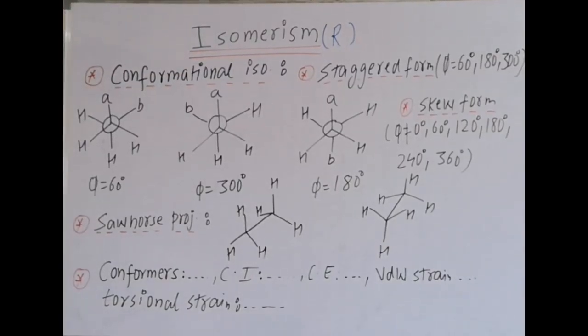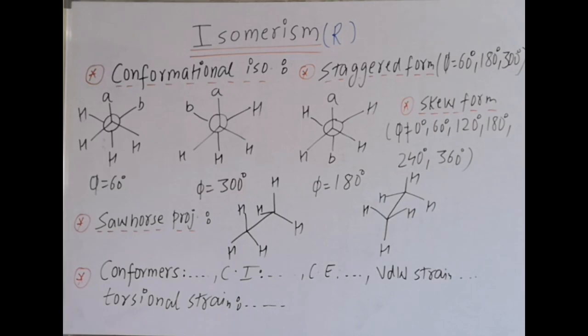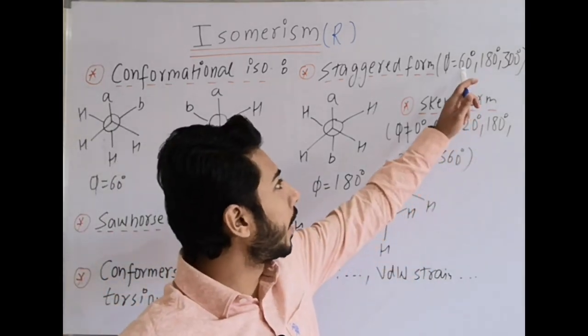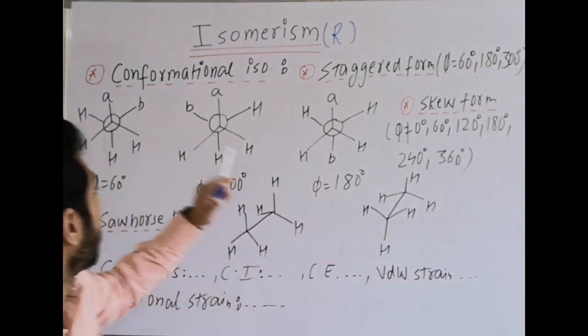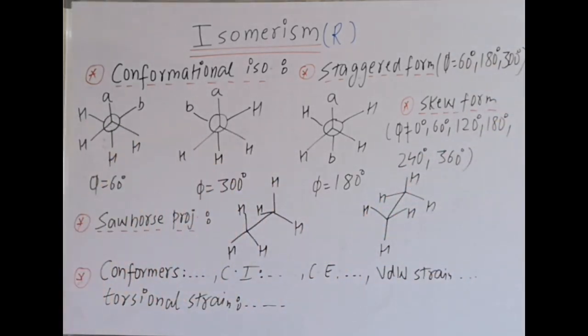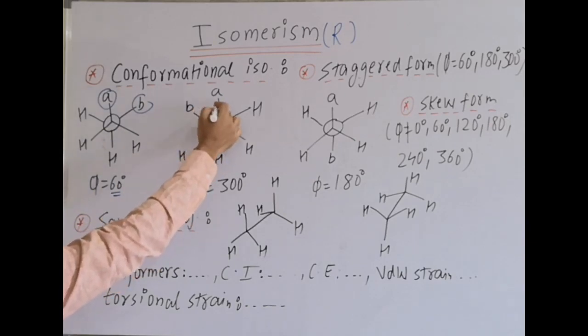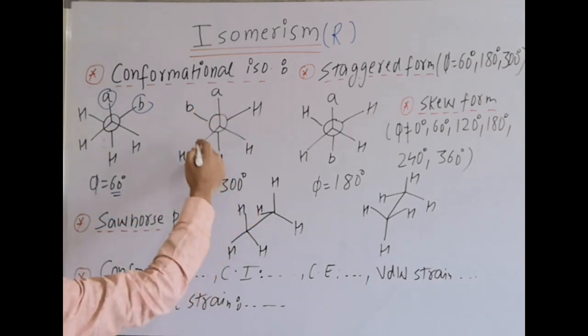Now next is staggered form. In staggered form, the dihedral angle can be 60 degree, 180 degree and 300. Like in the first one, A and group B, the remaining atoms are H. Between A, C1, C2 and B, the dihedral angle is 60 degree. When we rotate it exactly 300, it becomes this one. This is phi, that is 300 degree.